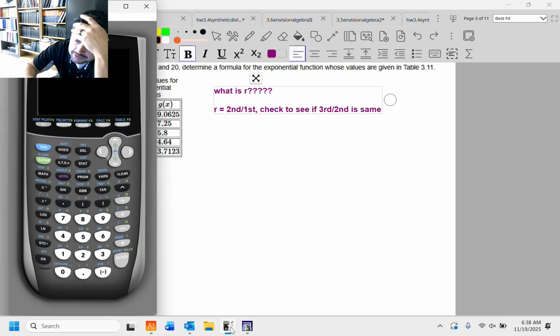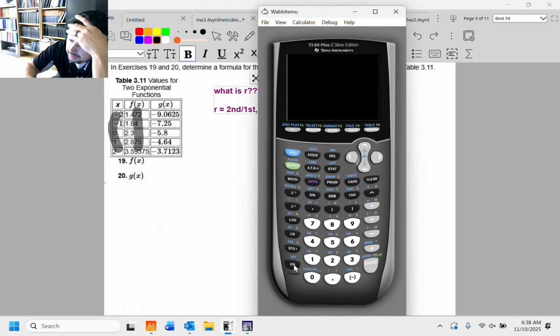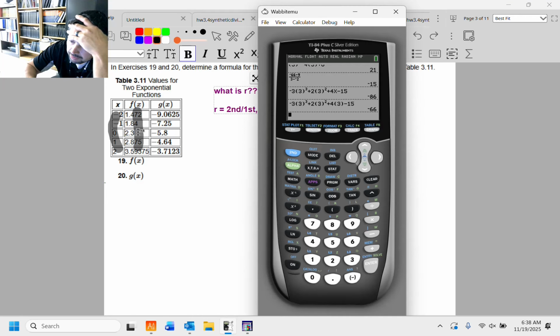So let's pull up my trusty TI-84, and let's see what happens. It looks to me like the f of x is definitely a growth function. G of x looks like a decay function. So let's see here. We take our 1.84. We divide it by 1.472.